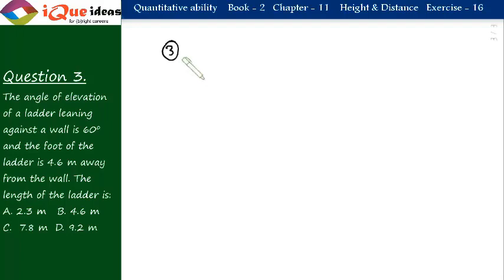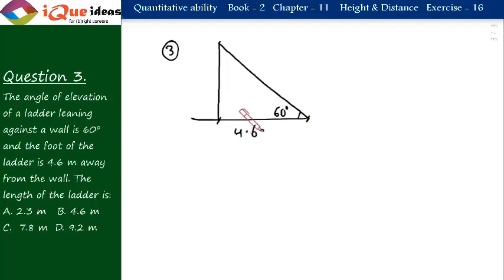It says the angle of elevation of a ladder leaning against a wall is 60 degrees. So there is a wall and there is a ladder and the angle is 60 degrees. Angle of elevation, so it is from bottom to top, so it is 60 degrees, right? And the foot of the ladder is 4.6 meters away from the wall. So that means this distance is 4.6 meters.